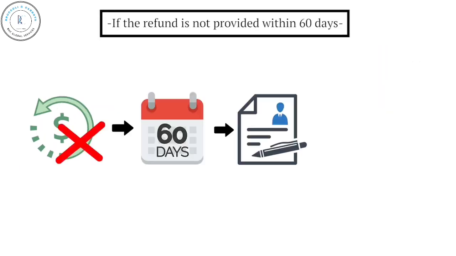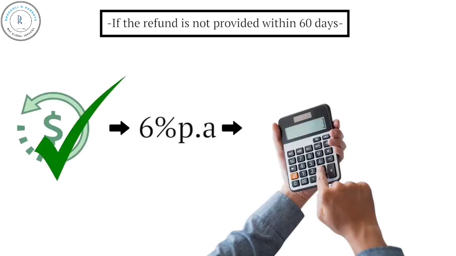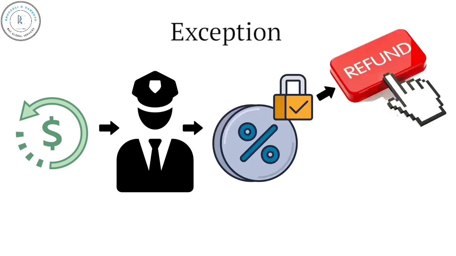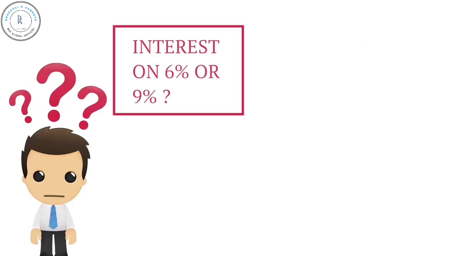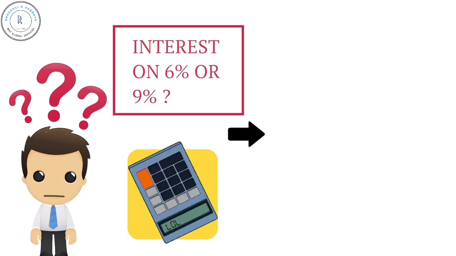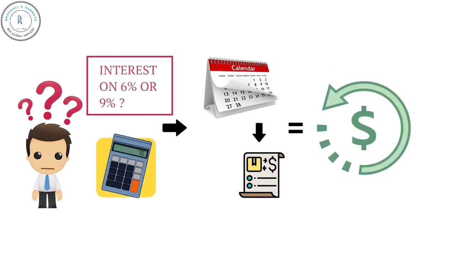If the refund is not provided within 60 days of the application by the proper officer, then the refund has to be paid with interest at 6% per annum, calculated for the period of delay. Exception: if the refund is granted from an order or direction of the appellate authority or court, then interest on refund is 9%, calculated for the period of delay. To find out the period for which interest at 6% or 9% is to be calculated, count the number of days from the date of receipt of the application for refund till the date of payment of the refund.